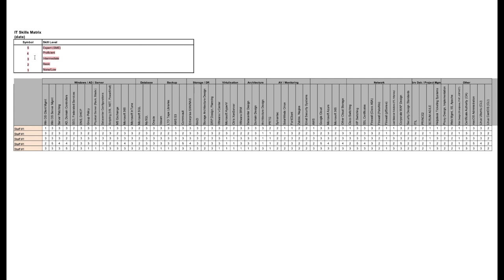a five level hierarchy, essentially, with one being none, two being basic, three being intermediate, four being proficient, and five being an expert, or you're an SME, which is a subject matter expert. So the way that I've done this is I've got all of these different sorts of categories and then relevant technologies or skills that IT professionals will generally or commonly have.